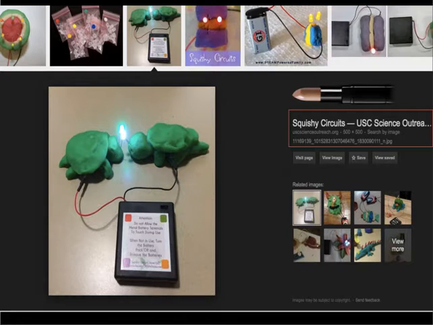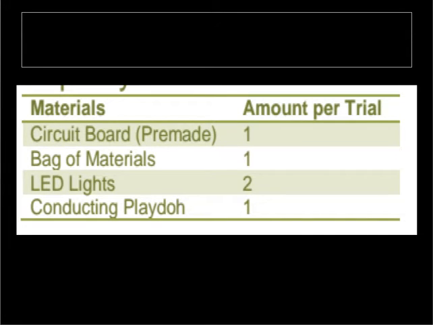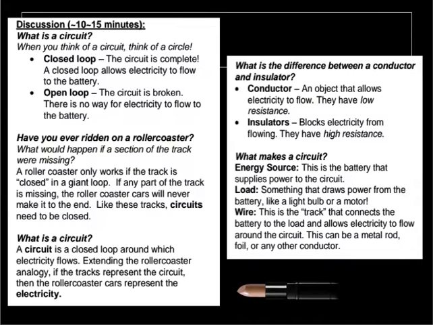It's going to be a 2-part experiment. One starting with circuit boards and 2 playing with some conductive Play-Doh. So the first thing is materials. You'll be getting circuit boards, a bag of conductors and insulators, some LED lights, and again conducting Play-Doh.